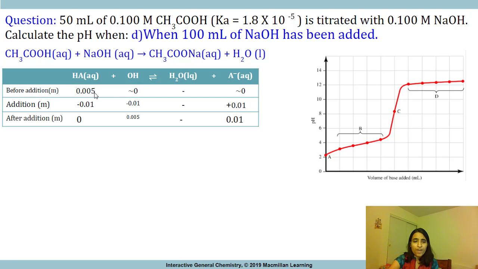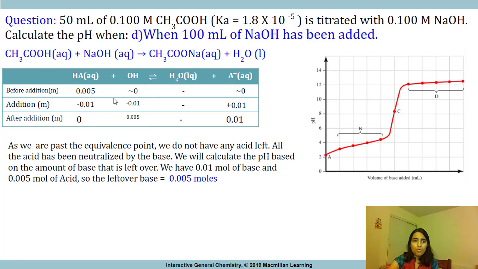So we have 0.005 moles of our acid, and for OH we have 0 initially, but then we end up having 100 milliliters of OH, so converting it to moles is 0.01 moles. So if you subtract 0.01 moles from 0.005, we cannot do that because 0.01 is a bigger number. So that means we definitely have 0, but the OH, if you subtract 0.005 from 0.01, we end up having 0.005 moles of hydroxide left. So that means we have more hydroxide left.